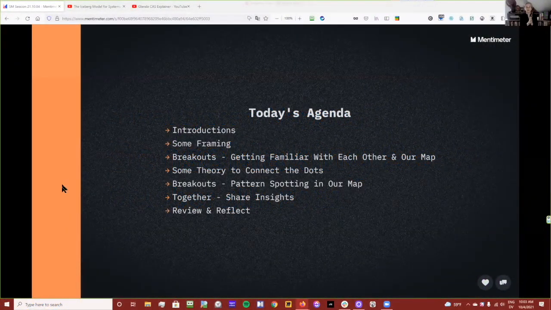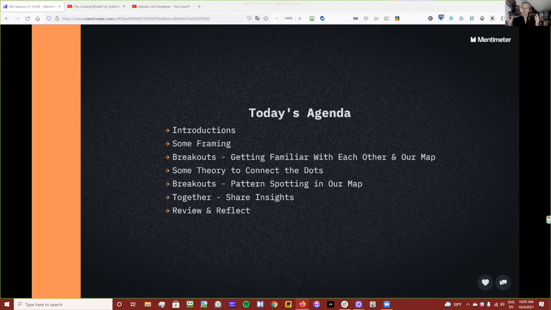So for today's agenda, we're going to do some introductions from a couple different angles quickly. Then I'm going to frame the overall vision of social system mapping to orient us to what we're going to think about today. Then I'm going to separate you into some breakout groups to get familiar with one another and to get familiar with our social system map.